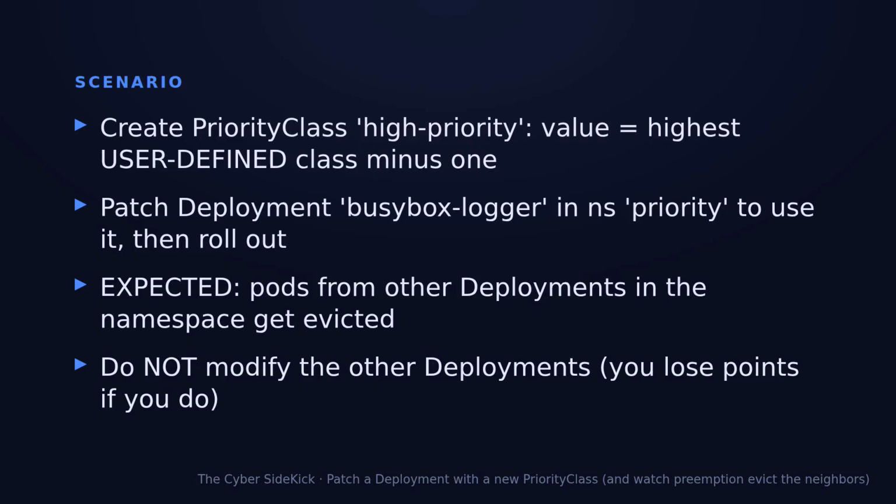Create a new priority class named high priority for user workloads, with a value that is one less than the highest existing user-defined priority class. Then patch the busybox-logger deployment running in the priority namespace to use that new class, and ensure the deployment rolls out successfully. Two warnings come with it. First, it is expected that pods from other deployments in the priority namespace get evicted. Do not modify those other deployments, or you lose points. So the deliverables are one priority class, one patch, one healthy rollout, and the discipline to not touch anything else.